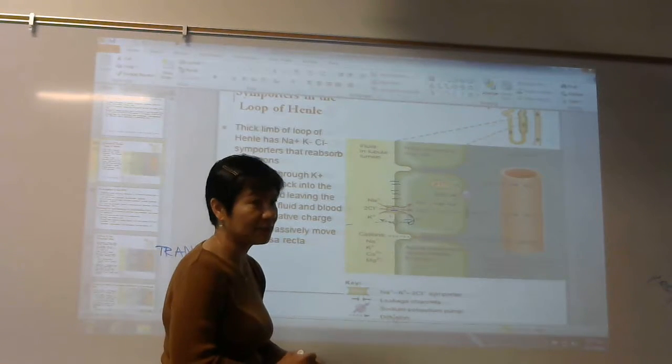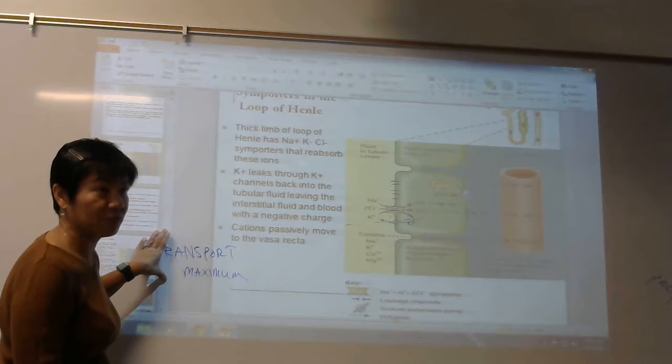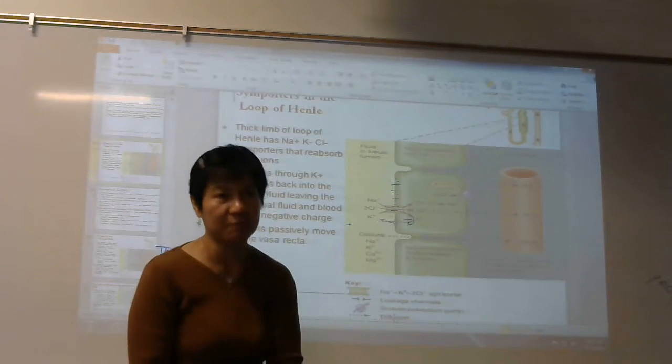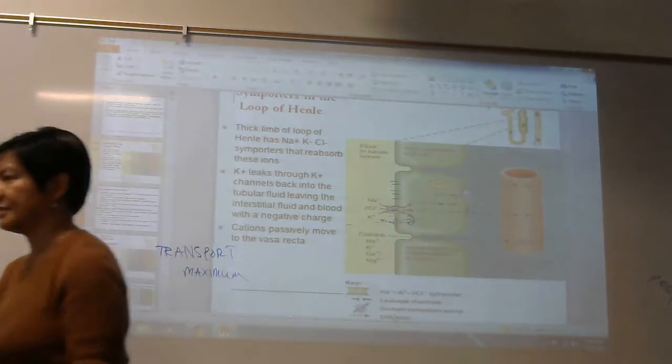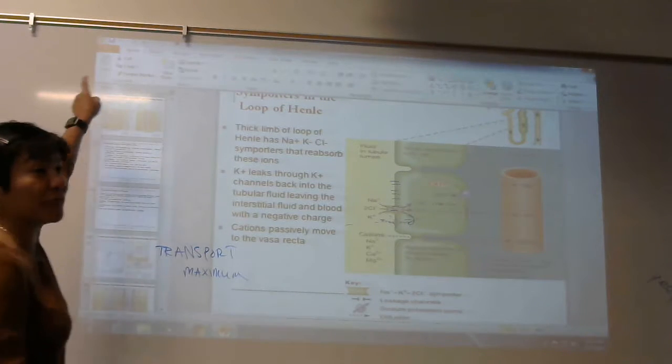Transport maximum. You understand what this means? It means the bathroom is full, right? You have to wait for your turn. So, how does this wait for its turn? It goes in your pee. Glycosuria, yes. Isn't that a sign of diabetes? Yes! Yes, very good. That's a sign of diabetes. Because insulin should have been enough to tell this glucose to go into your cells.